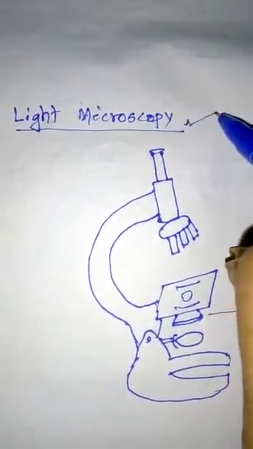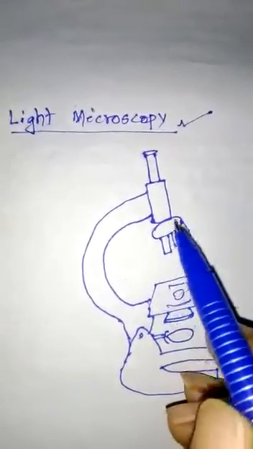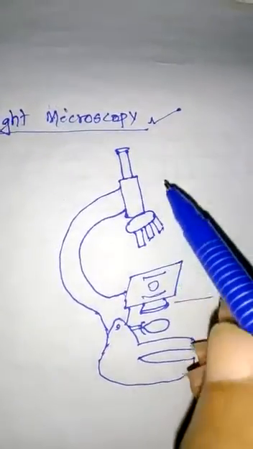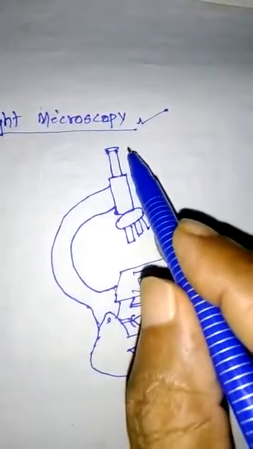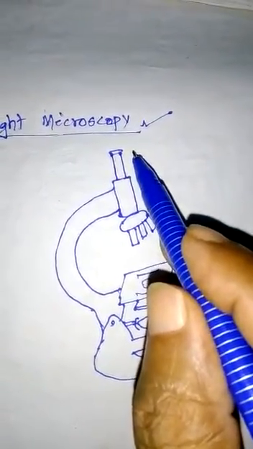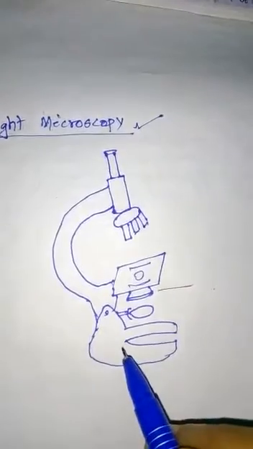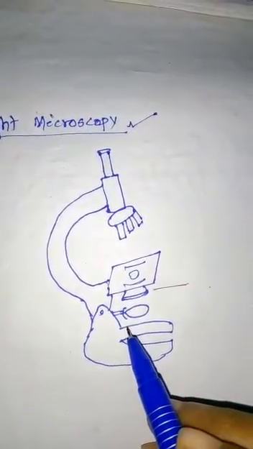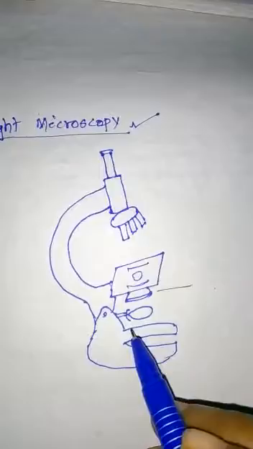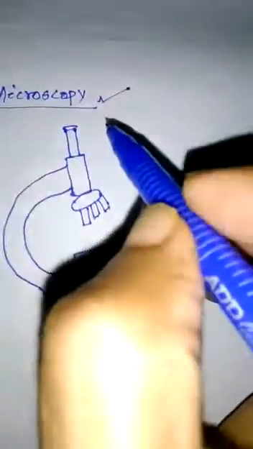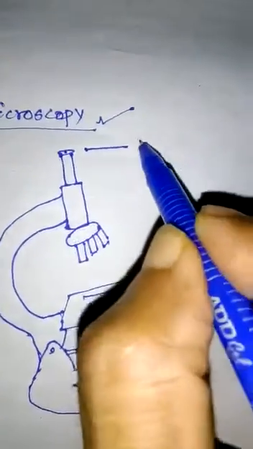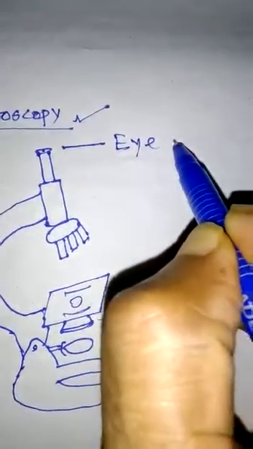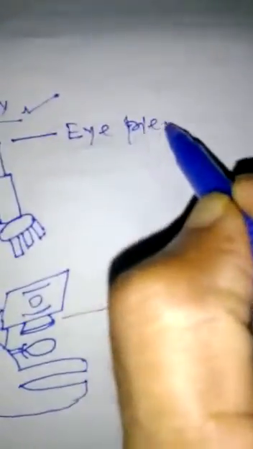Light microscopy. Modern light microscopes are made up of more than one lens. In combination, these lenses magnify the image of an object. In a compound microscope, there is an eyepiece lens, that is, the ocular lens.